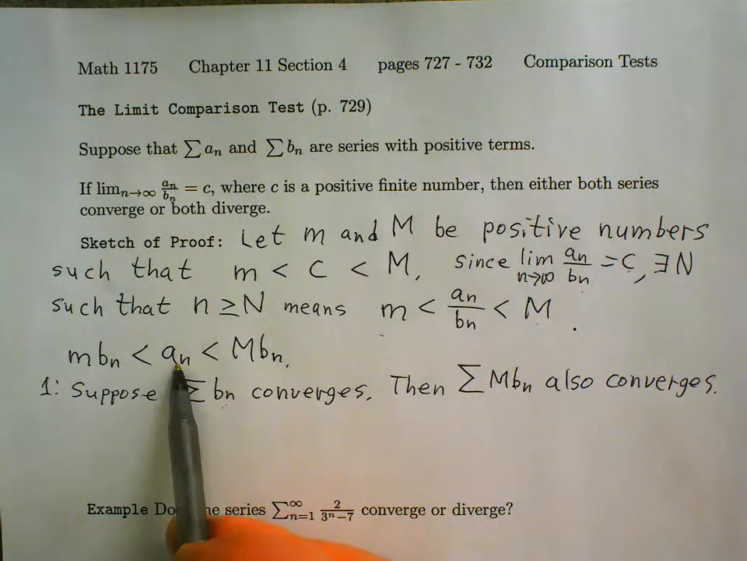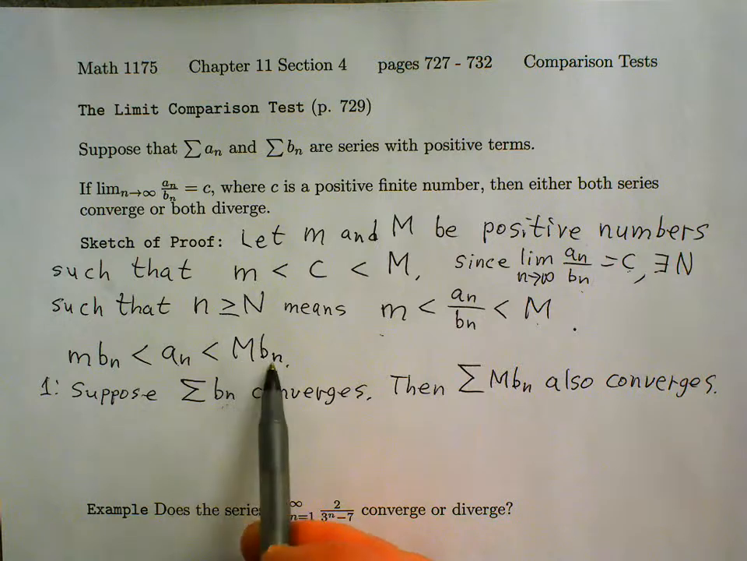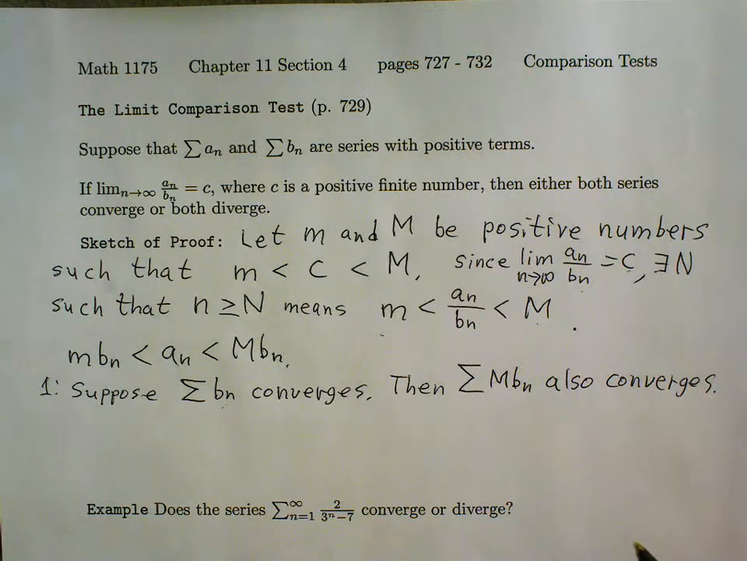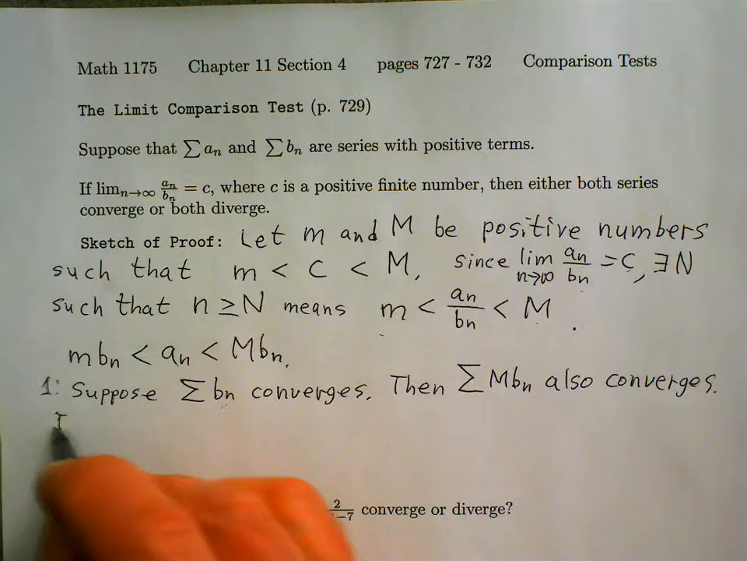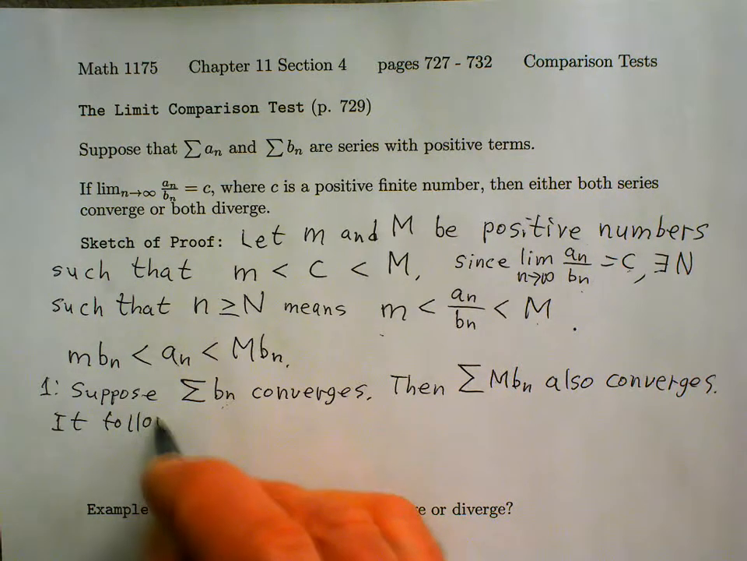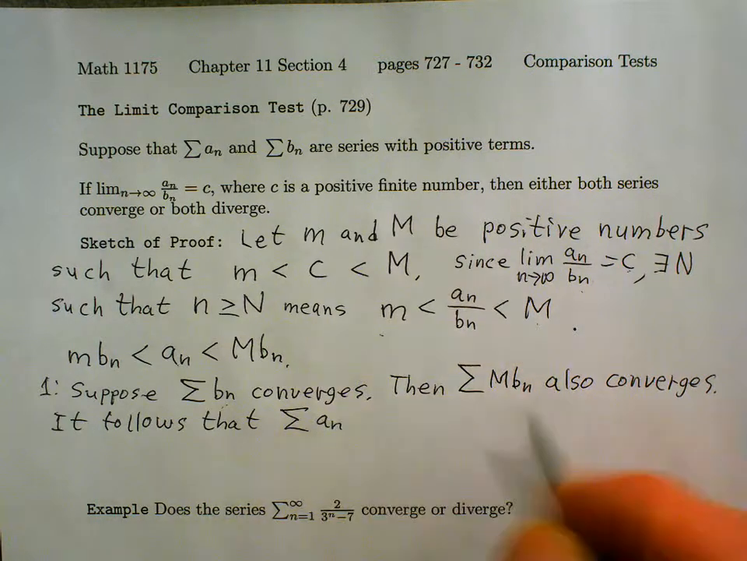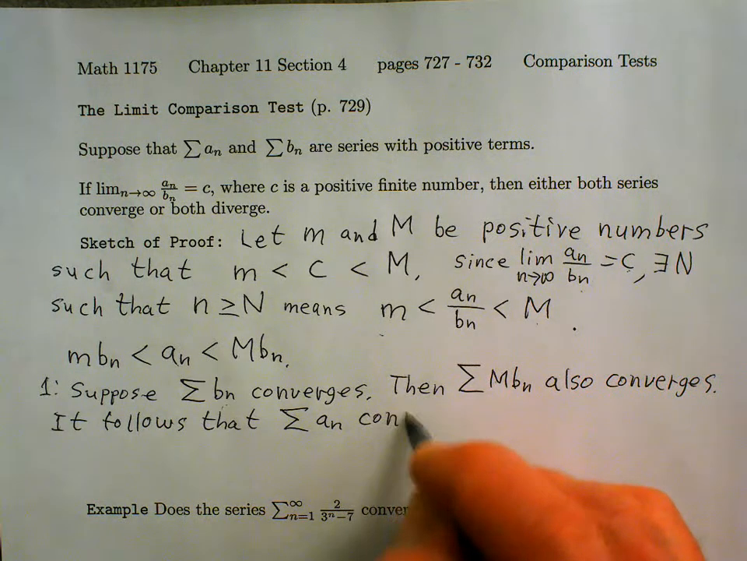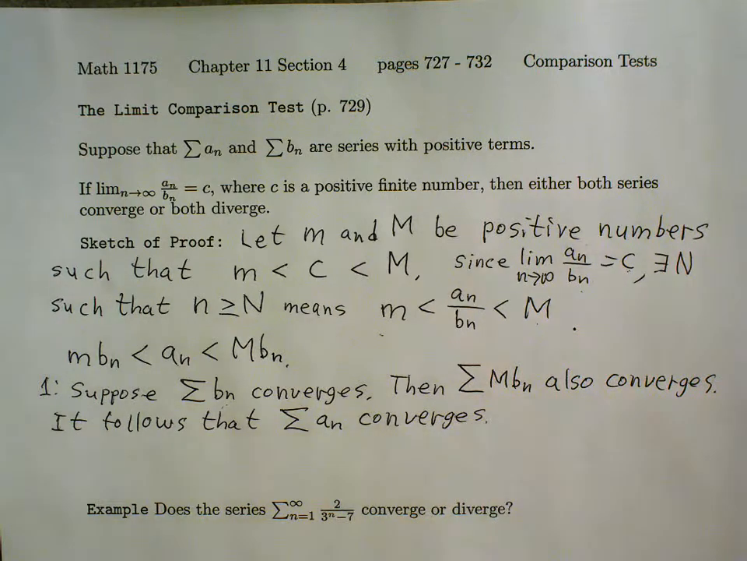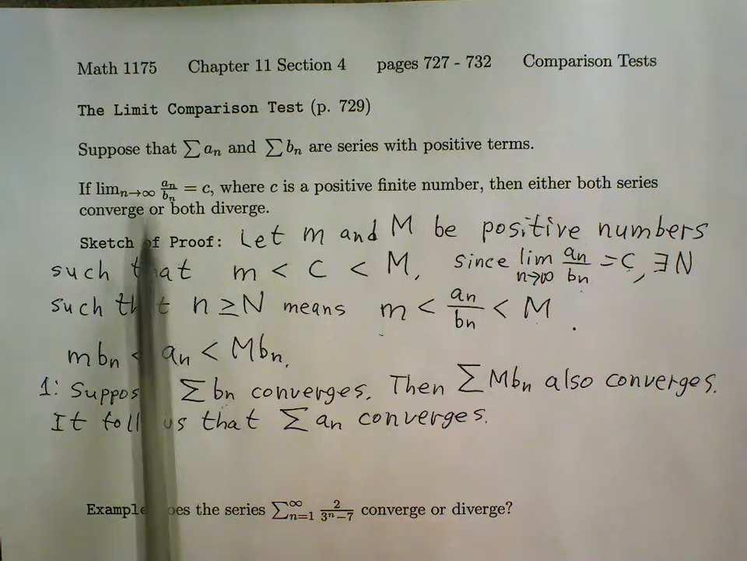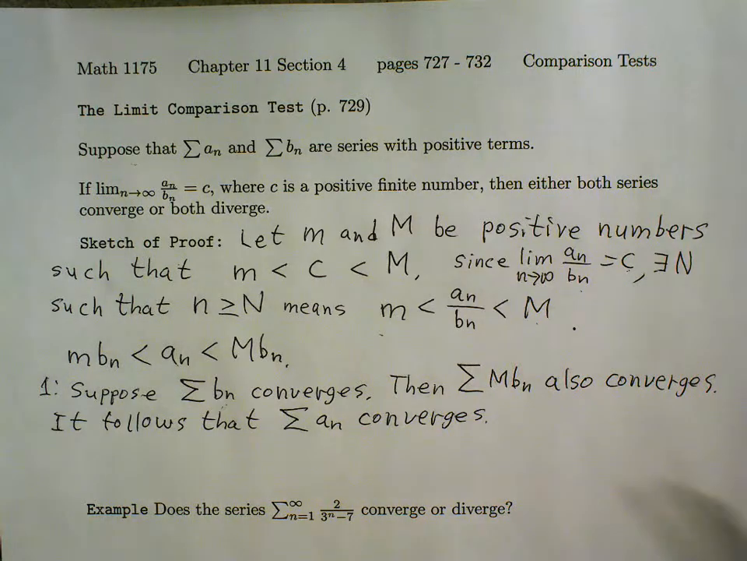And since a sub n is less than m times b sub n for all n, it follows that the series of the a sub n terms converges, because a sub n is less than m times b sub n for all n. So in this proof of the limit comparison test, we use the first comparison test to reach that conclusion.